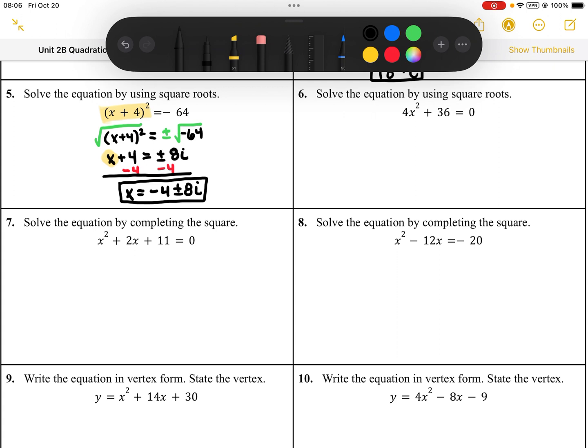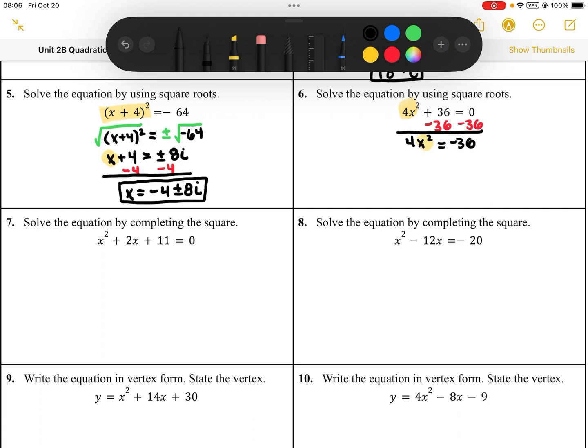For number 6, I have 4x squared plus 36 equals 0. I want to get the term with x squared by itself first. So I want to get 4x squared by itself. So the opposite of adding 36 is to subtract 36. So I'm going to have 4x squared equals negative 36.